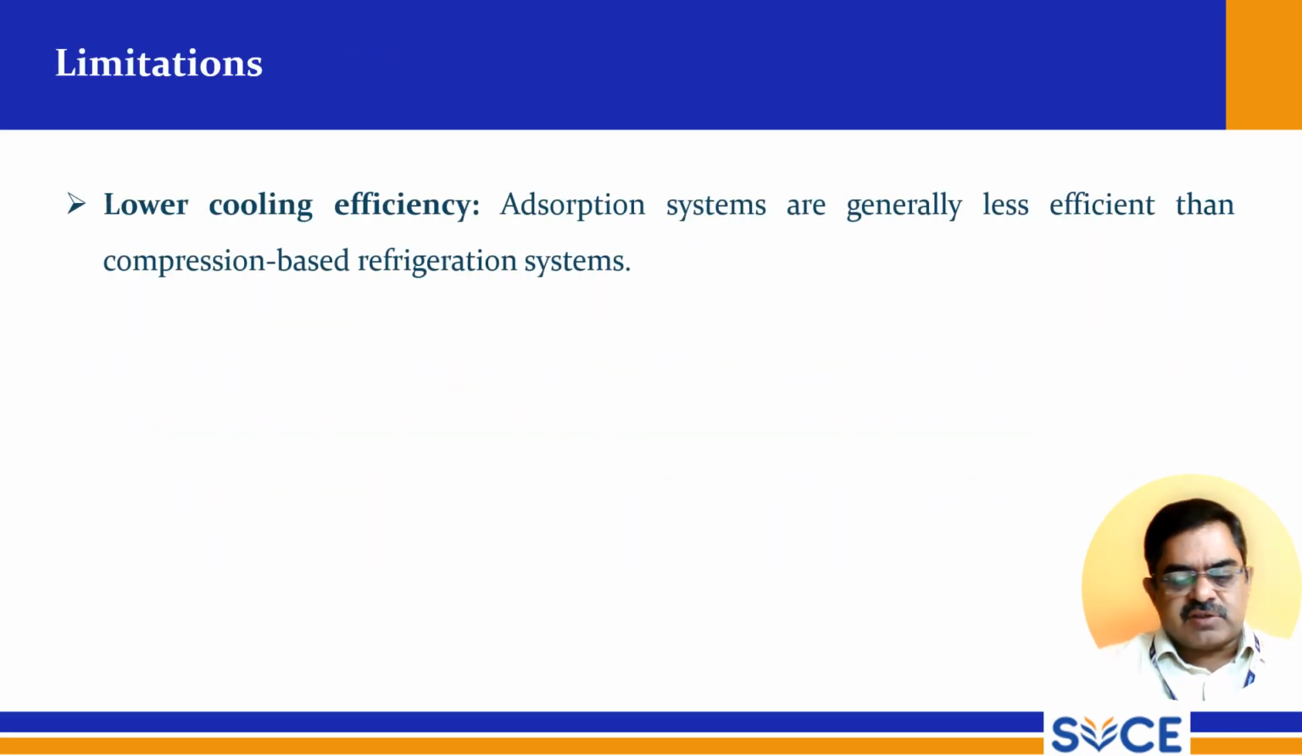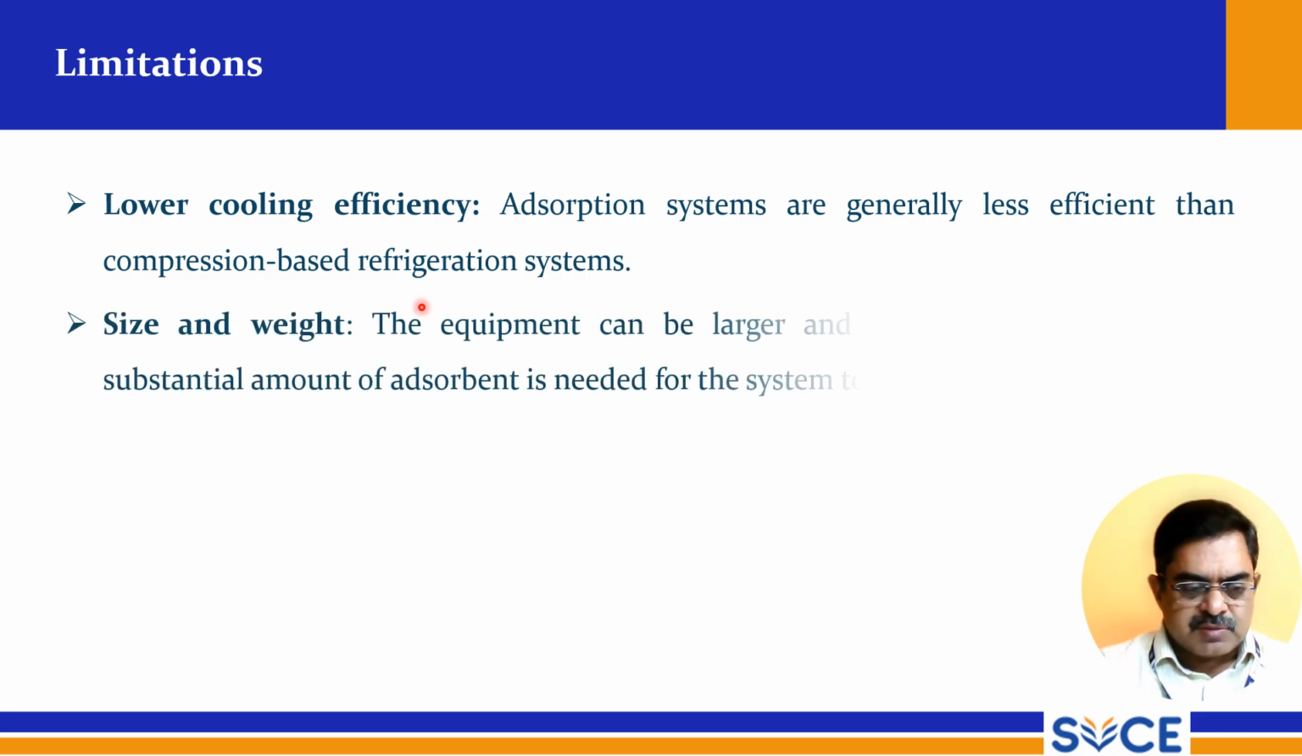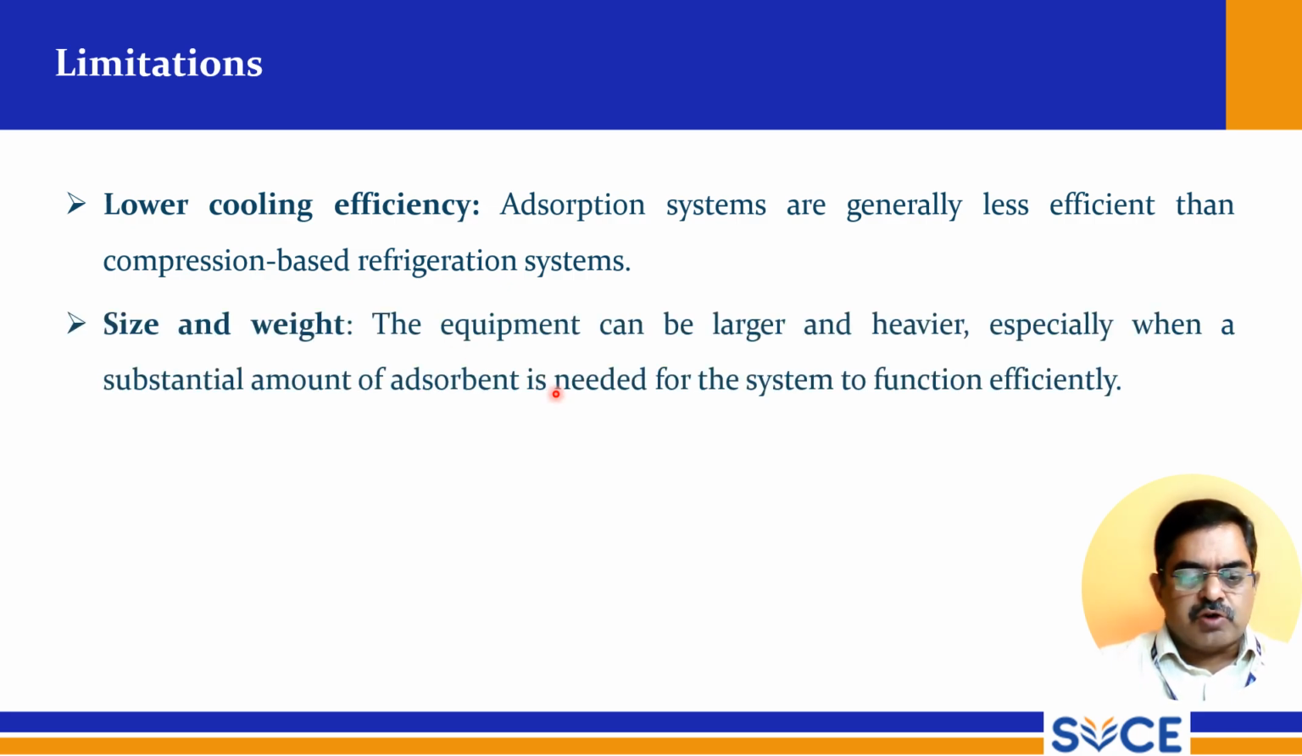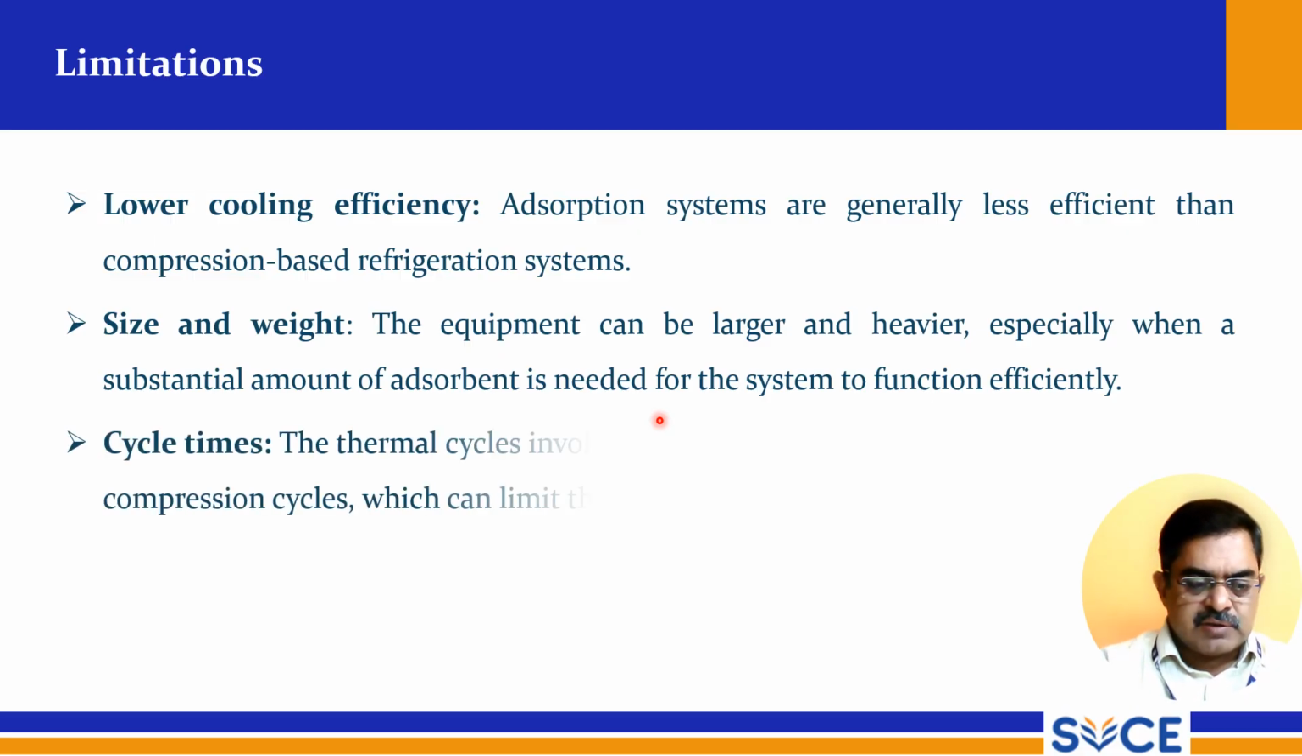So disadvantages or limitations: lower cooling efficiency. The absorption systems are generally less efficient than compression based refrigeration systems. It is not much effective, or the efficiency is lower than the conventional systems. And size and weight: the equipment can be larger and heavier, especially when a substantial amount of absorbent is needed for the system to function effectively. So this is another drawback.